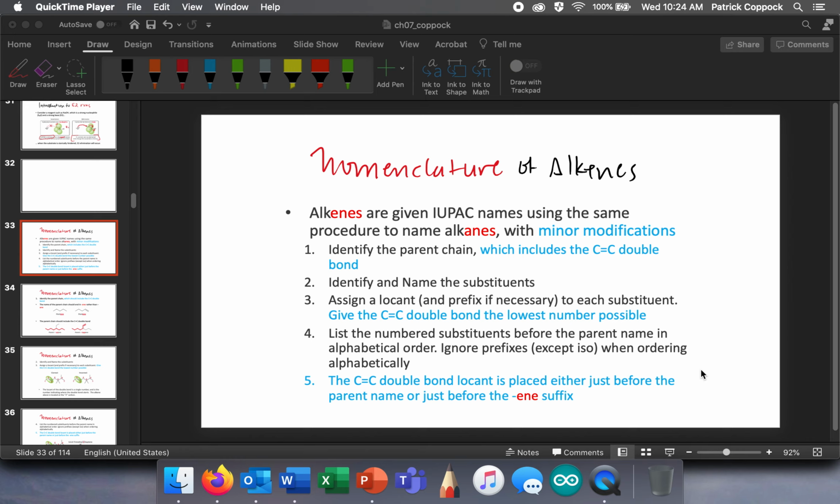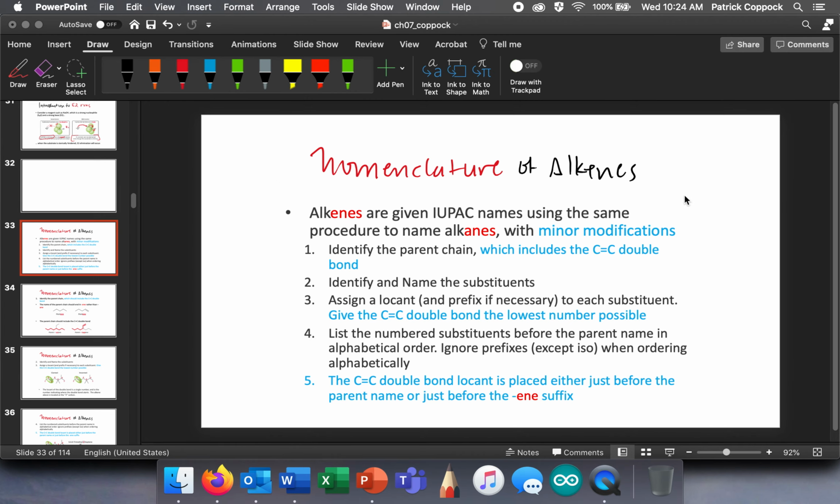Before we get to elimination, I think it's important to take a few minutes to talk about the nomenclature of alkenes and the stability of alkenes. Alkenes are named just like alkanes, except we have a different ending. There are one or two other aspects of alkenes that we have to consider, but the first rules are identical. So we identify the parent chain. Now, the parent chain has to include the carbon-carbon double bond.